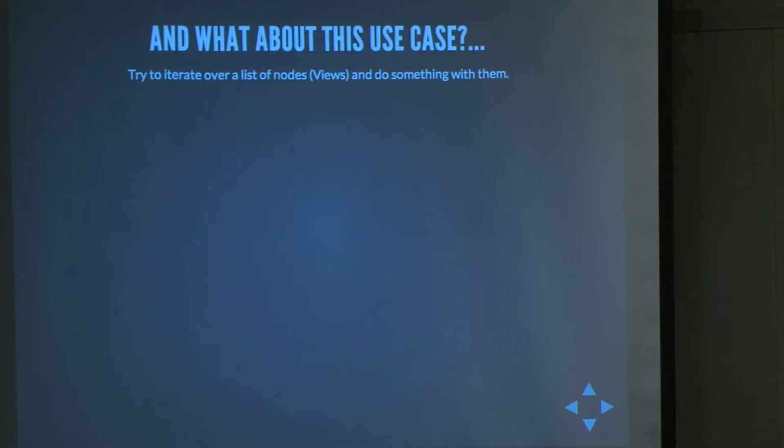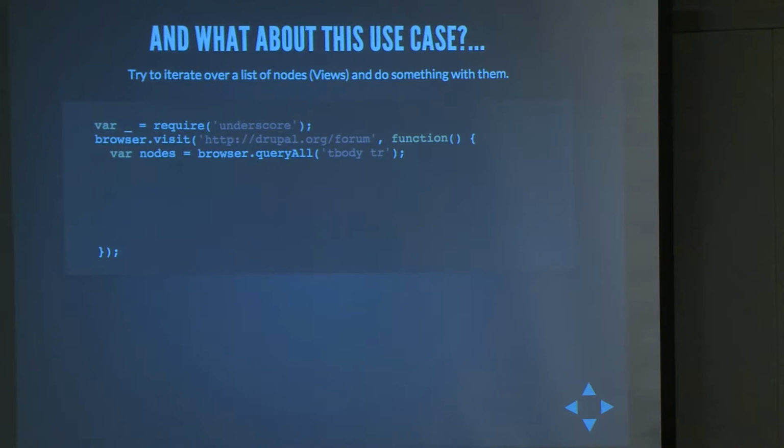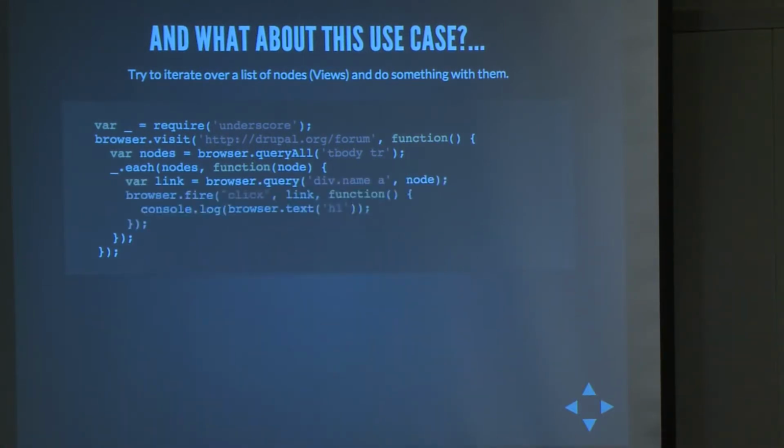Let me give you guys another use case that I've run into. Let's iterate over a list of nodes on Drupal in views, and let's actually do something with them. So here is what we're going to do. I'm going to require the underscore library, which is a very useful library to iterate. What I'm going to do is visit the form. Inside the form, I'm going to get a list of all the nodes, which you use browser query all, get a list of nodes, and over that I'm going to iterate over each one, and I'm going to get the link, and then I'm going to click on the link, and then when that page is actually loaded, I'm going to print the header of that page.